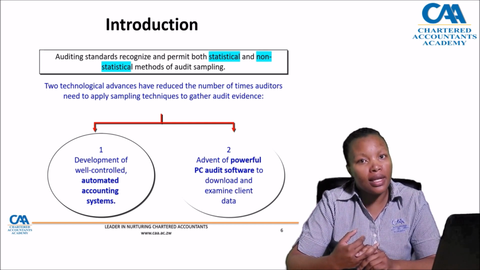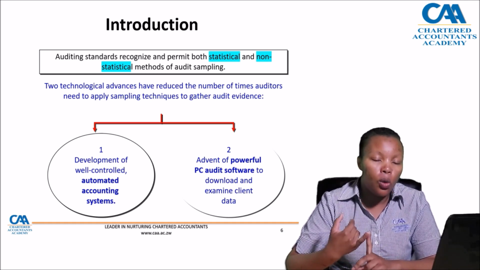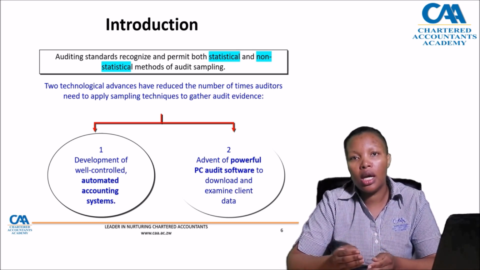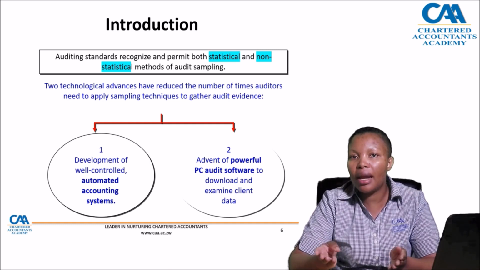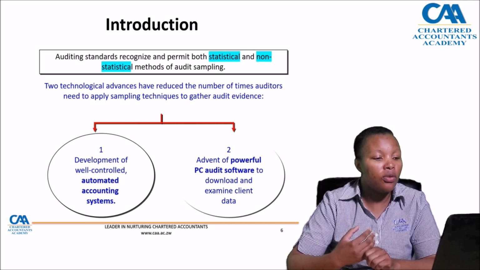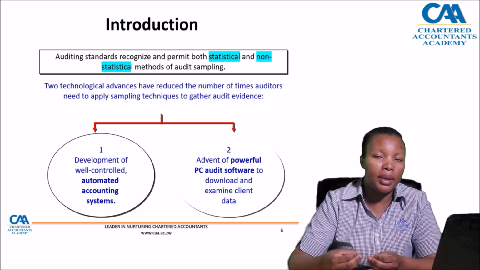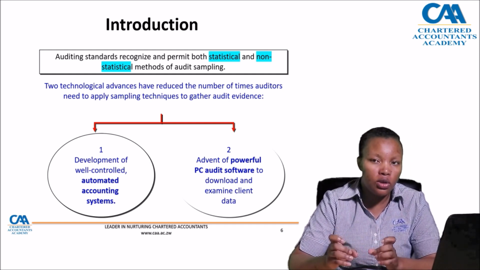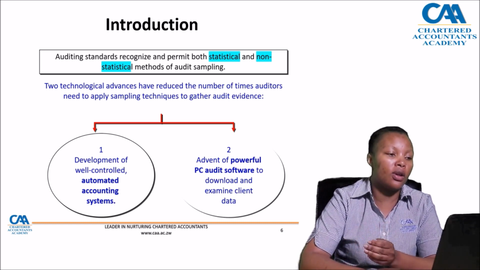However, you'll find that technology advances have reduced the level of reliance on sampling. Firstly, the design of new automated accounting systems that are well controlled has reduced the need for sampling, because if it's a well automated system, you might be able to test a lot or everything. Then there is the introduction of powerful PC audit software, which can be used to download and examine client data. That also reduced the need for sampling, because once you've done that, you can actually test the whole population. This is because of the advancements of technology.